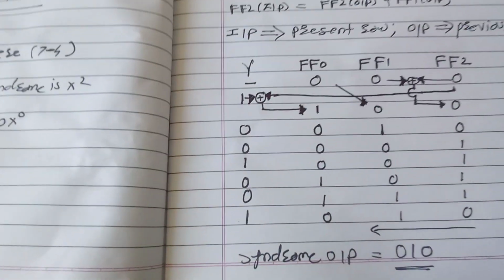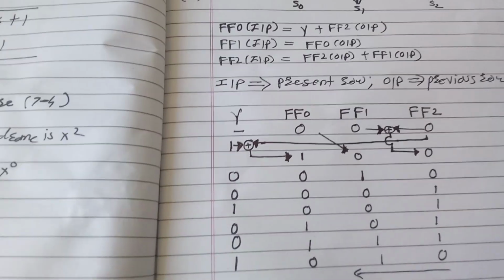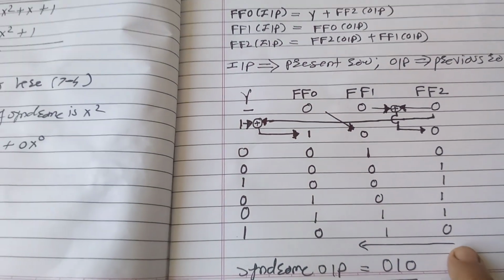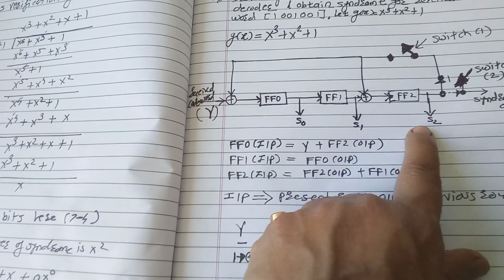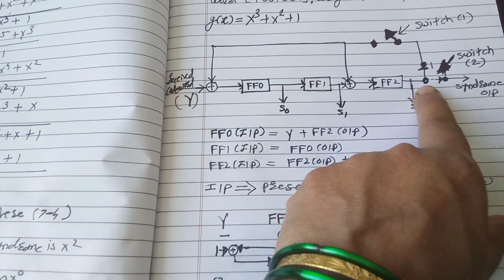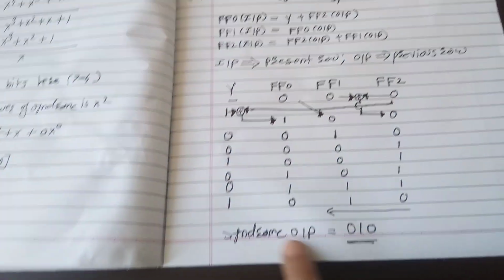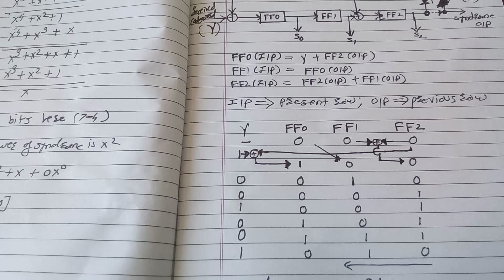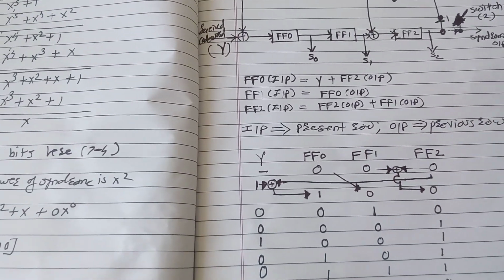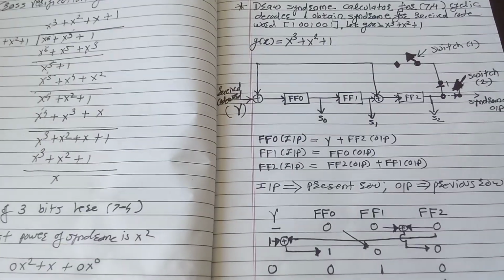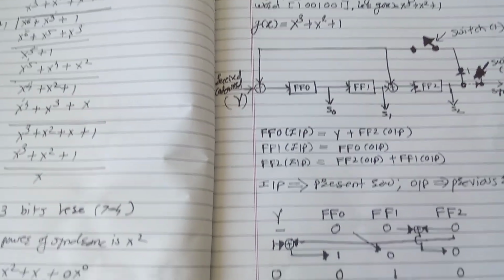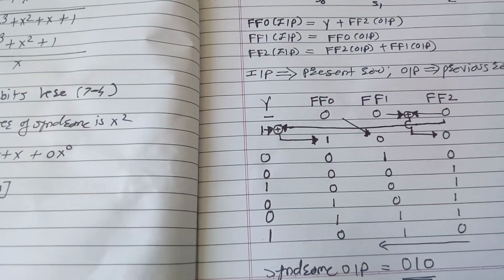So this is your final syndrome. So how to write the syndrome? You have to go from S2 to S0. Why? Because S2 comes first when you take the syndromes. S2 comes first, then S1, S0. So the syndrome output is 0 1 0. So this is it for the decoder diagram and this table and syndrome calculation.